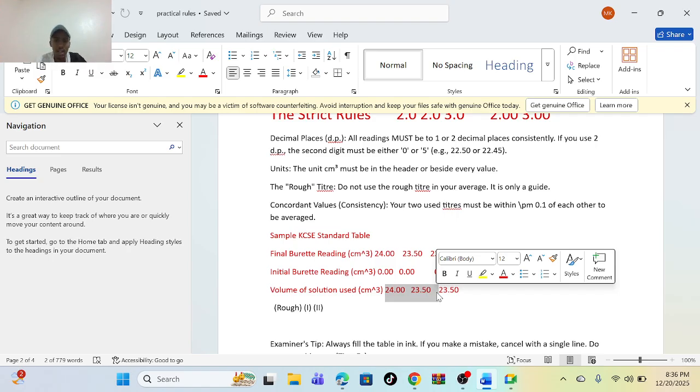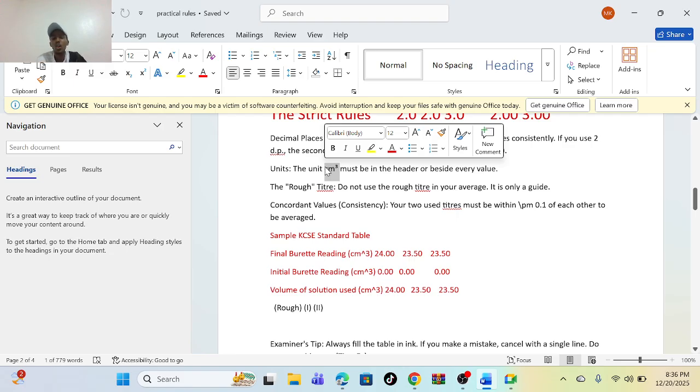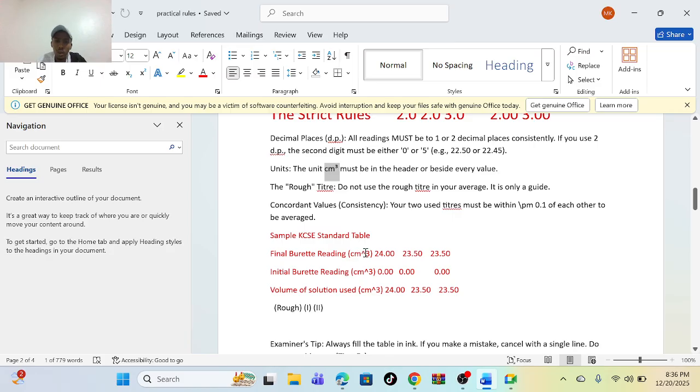It will be marked. So those are the rules. If you use one decimal place, use one decimal place; if two decimal places, use them consistently. That's number one. Number two is the unit, centimeter cubic. Centimeter cubic must be in the header or beside every volume. It must be there.